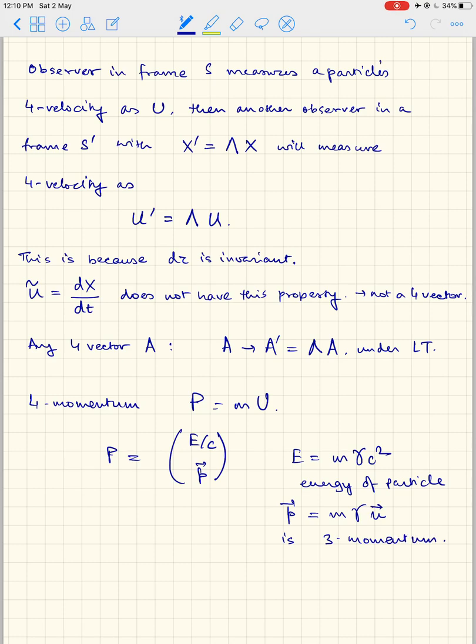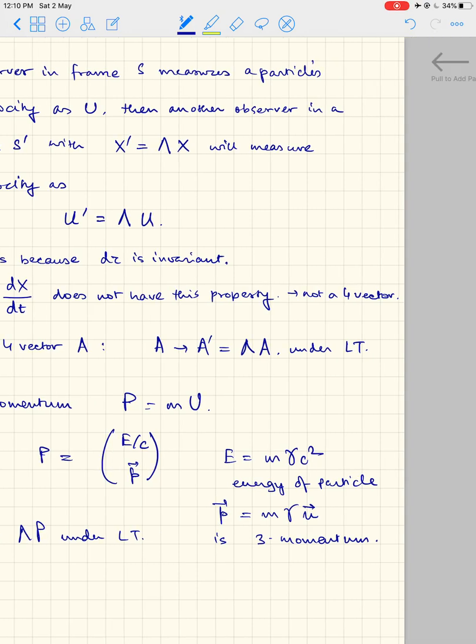Okay, I'll try and give you guys some homework. So P also goes to lambda P under Lorentz transformations. I'll try and give you some homework which clarifies this a little bit more. So this was another thing that I wanted to show you, because this is going to be important, and so that's that.